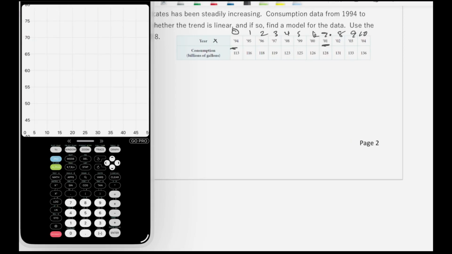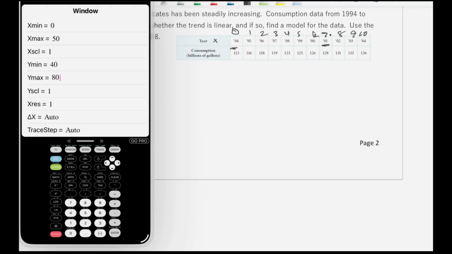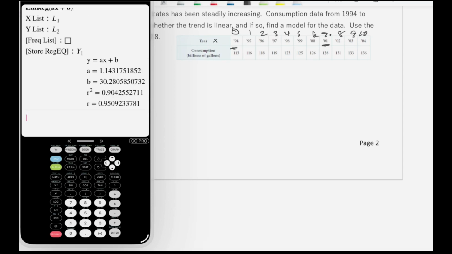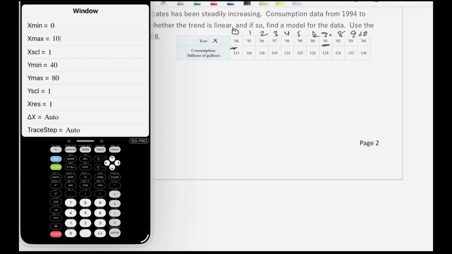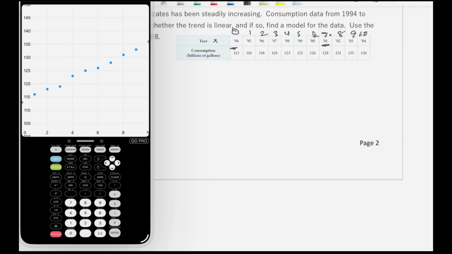Plot is on, my window is very wrong. So my x's, I have 0 to 10. So window, 0 to 10. My y's are going to go 100 to 150. And now plot. Yes, it looks pretty linear. So I'd say this is a linear relationship.